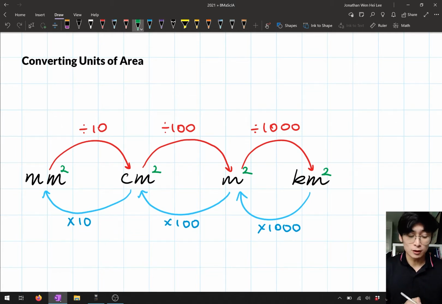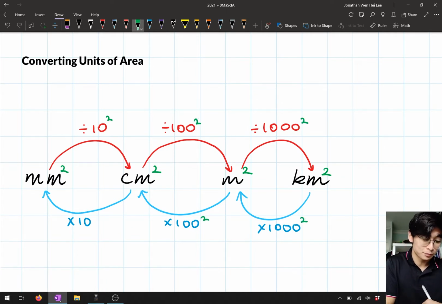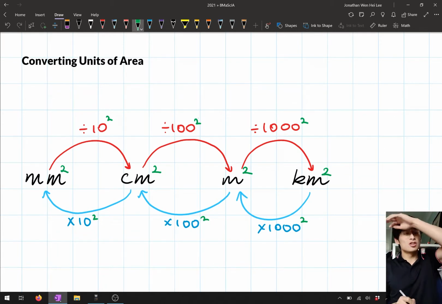The thing that makes this different is that instead of dividing by 10, 100, and 1,000, or multiplying by 10, 100, and 1,000, we need to do it by 10 squared. We need to square all of these numbers. So here it's divided by 10 squared, the next one is dividing by 100 squared, and the third one is dividing by 1,000 squared, and the same thing when we multiply.